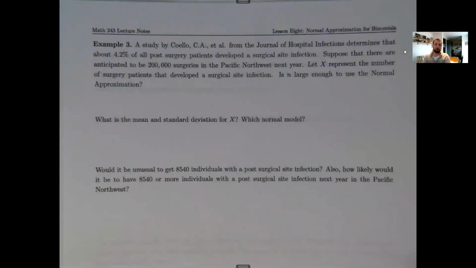So a study determines that about 4.2% of all post-surgery patients develop a surgical site infection. Suppose that there are anticipated to be 200,000 surgeries in the Pacific Northwest area next year. Let X represent the number of patients that develop a surgical site infection. Is N large enough to use the normal approximation?